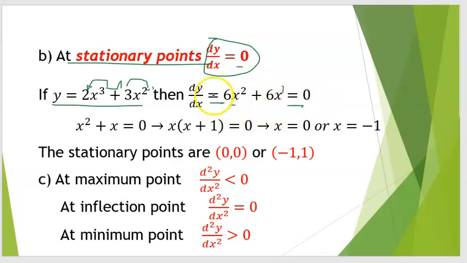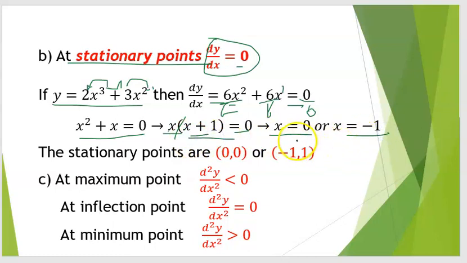Now, to solve this equation, we can divide every term by 6. The equation reduces to x squared plus x equals 0. We can use factorization, where the common term is x, giving x into x plus 1. So x equals 0, or x plus 1 equals 0. The first value of x is 0, and the second value of x is negative 1.